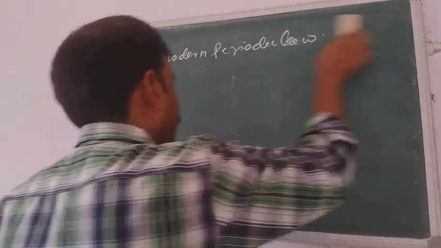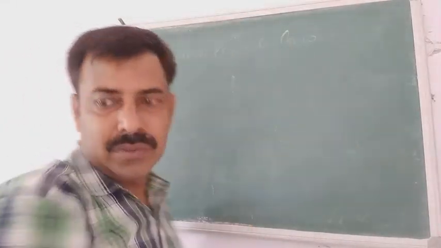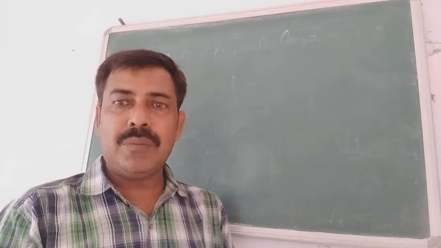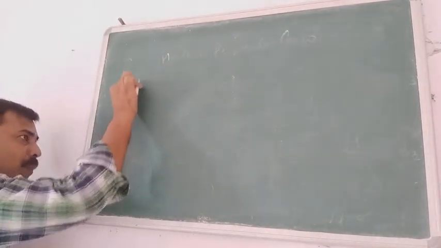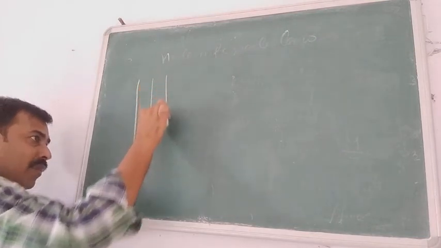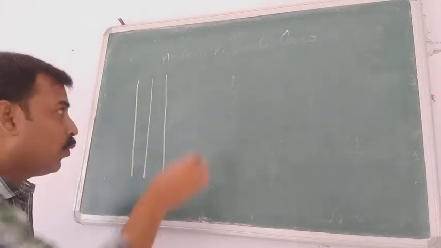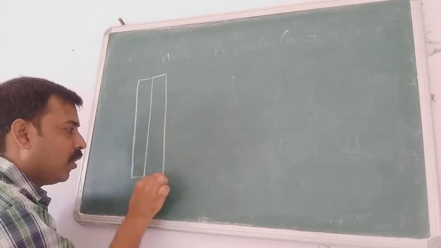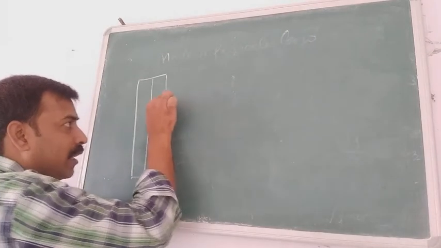In giving the shape to the periodic table, we just take these blocks. The first block is the S block, having only 2 groups. Then this is the S block. The next one was the D block.